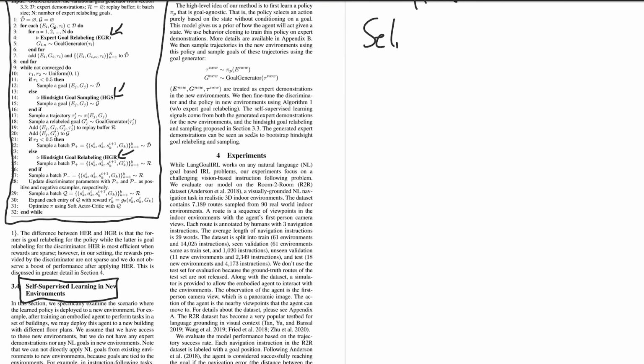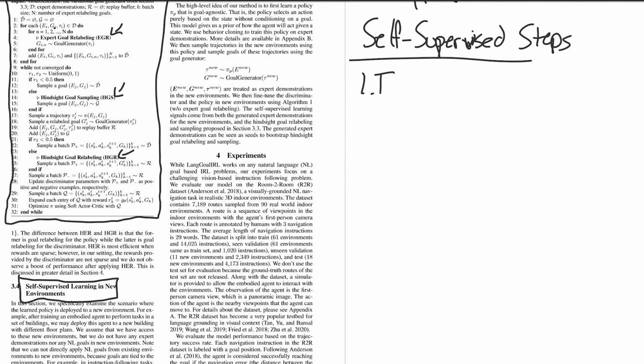So, self-supervised steps. Now, step number 1 is to train a goal, I think as they call it, goal agnostic policy. Now, they do this by essentially doing behavior cloning on the old environment.